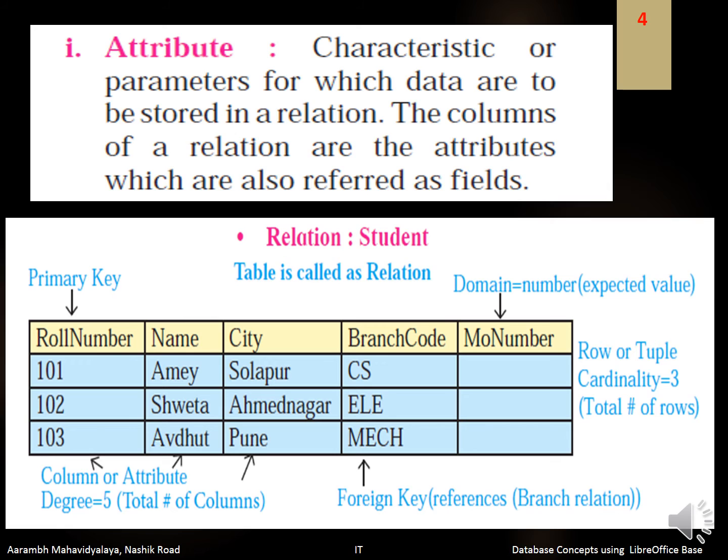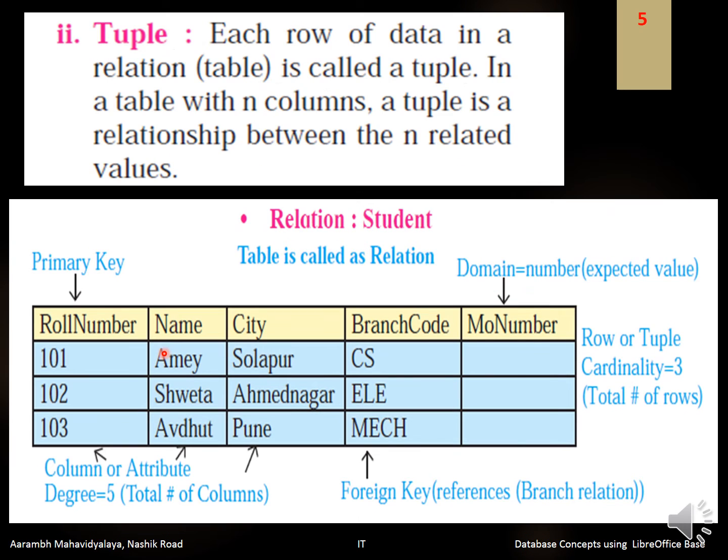Then the second thing is the tuple. Now each row of data in a relation table is called a tuple. In a table with n columns, a tuple is a relation between the n related values.